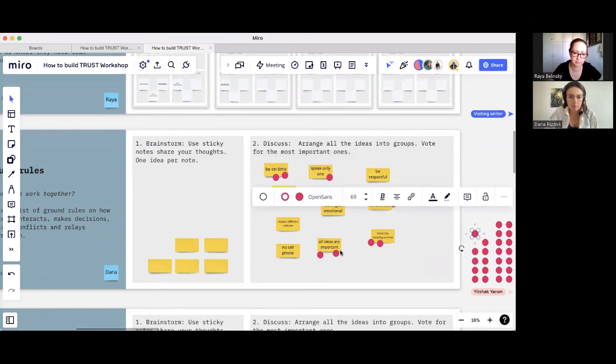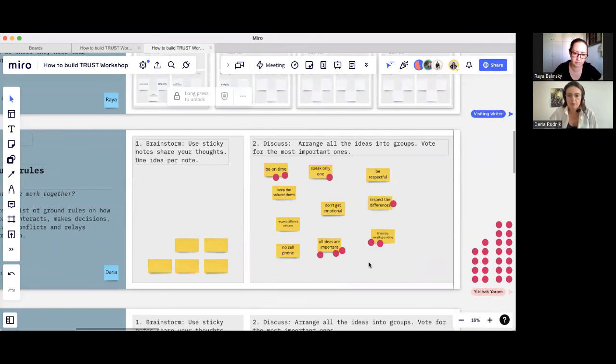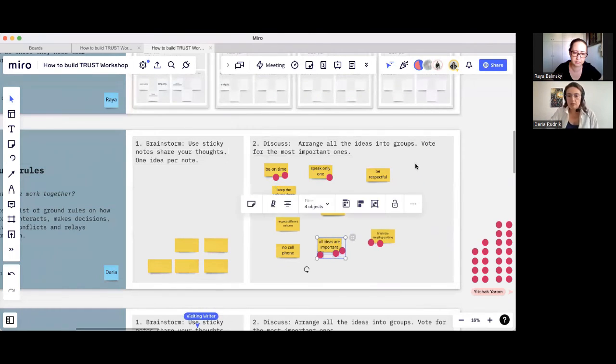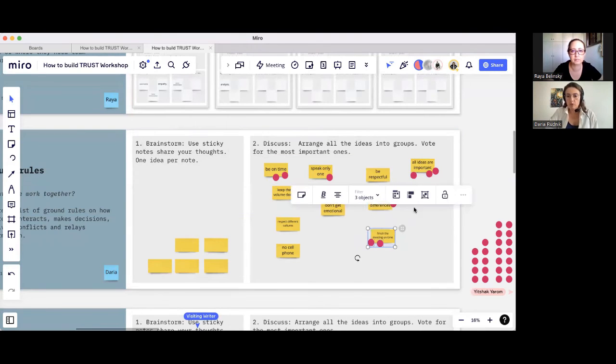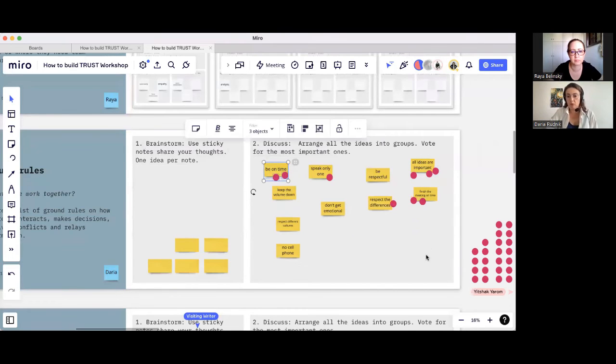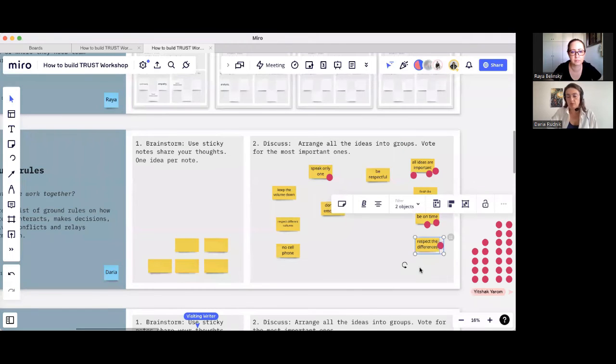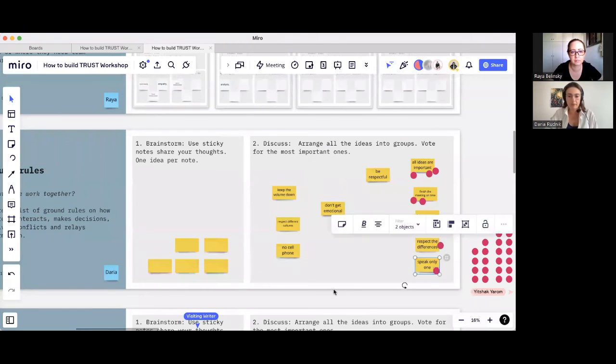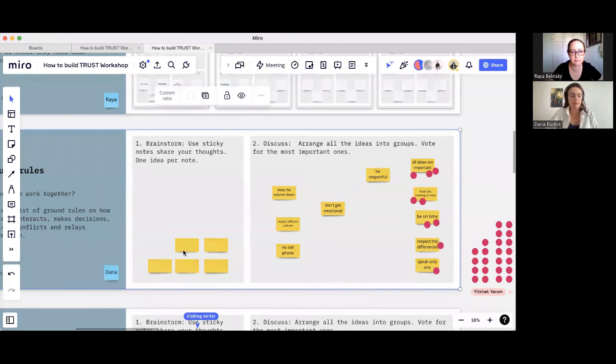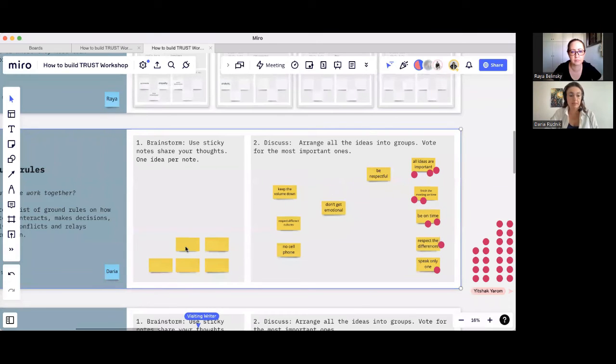And you have another one to choose from if you want to. But anyway, we see the leaders. So working with your team, you see that the most important one is all ideas are important. The next ones are finish on time, be on time, respect the difference, and speak only one. So now you have 5 rules for your team that you'll be able to follow. And now you can move to the next part of this team charter, which is team values.